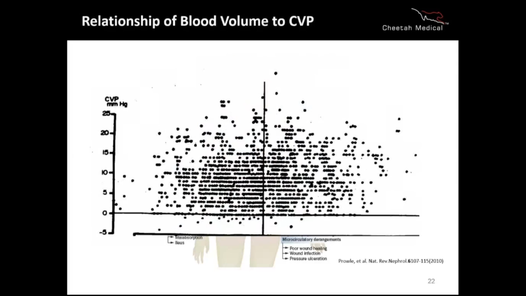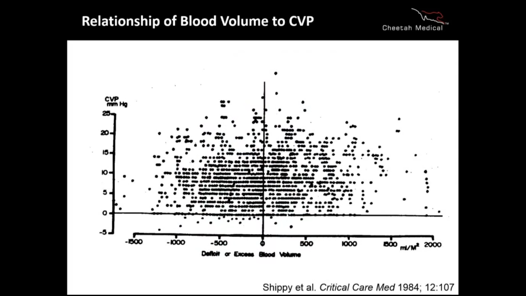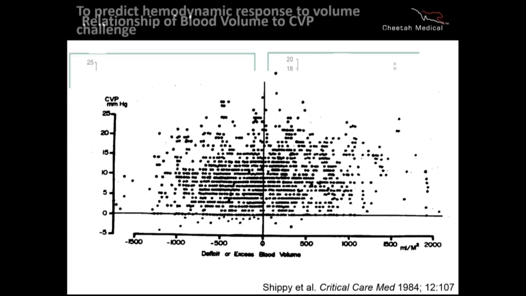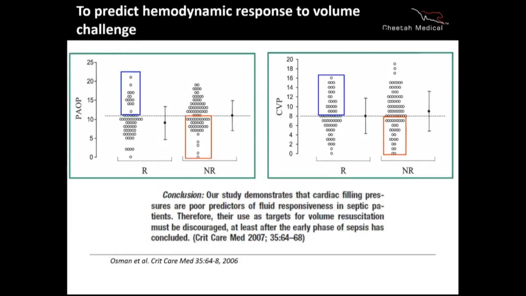So what parameters are we going to use to guide us when we give fluids to patients, so that we give them the right amount? Look at a CVP. There is no relationship whatsoever of blood volume to CVP, and you can see that clearly in the slide. CVP and wedge only predict fluid responsiveness 50% of the time.